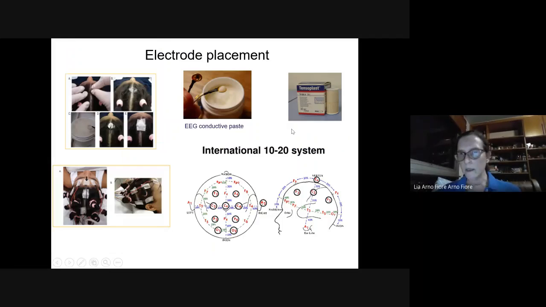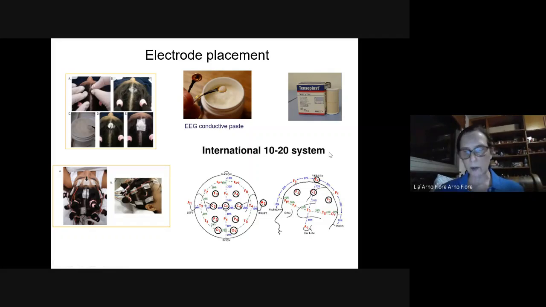Well, the electrode placement, there's a technique to do it, which we call the International 10-20 system. I'm sure when you read papers, they always say we use the International 10-20 system. So it's the following. There are special points which you will measure, and then you see which point you're going to put the electrodes, and I'll show later how this is done.